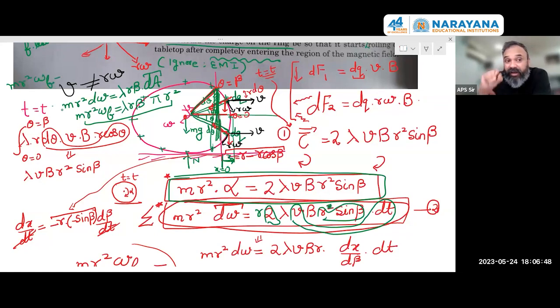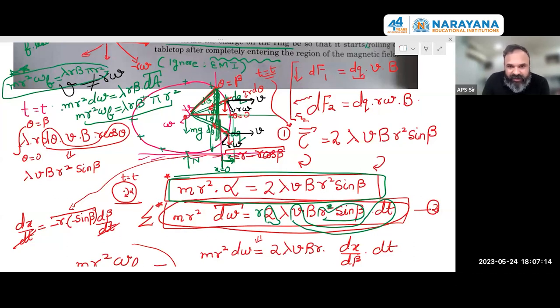Omega final is the velocity at the juncture when it is just entering. That is lambda r b into pi r square. Just observe this carefully. It is a much easier way of looking into it, because that will directly give you omega final. Again, I'll explain. You got m r square into alpha is equal to this thing, then you wrote this as d omega by dt, dt is it.